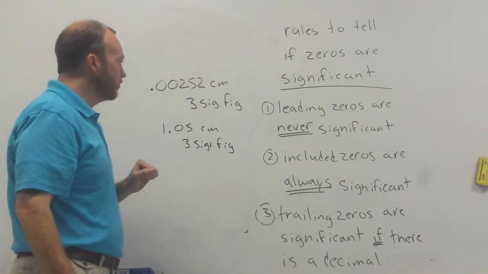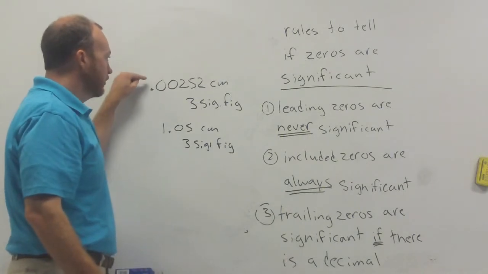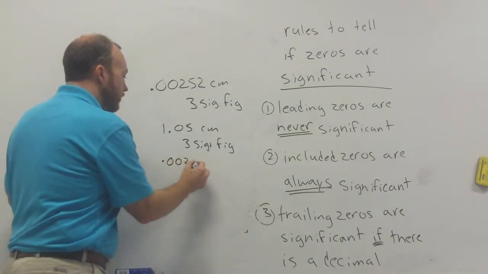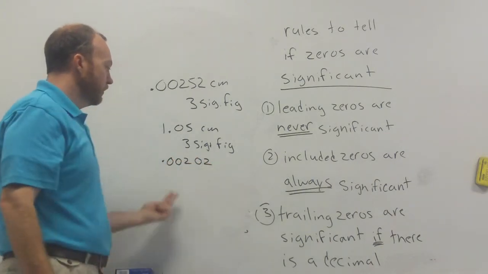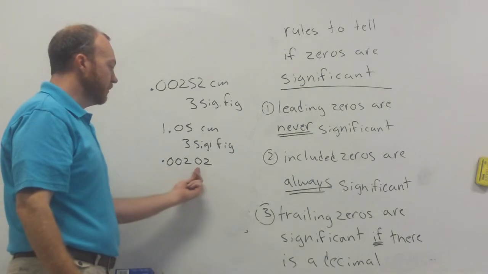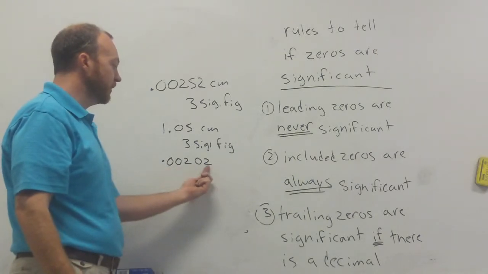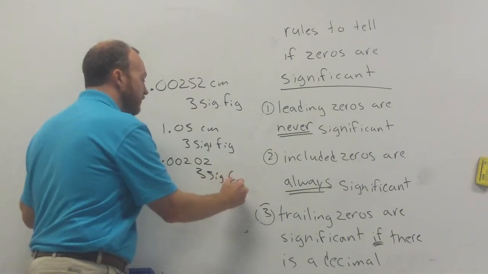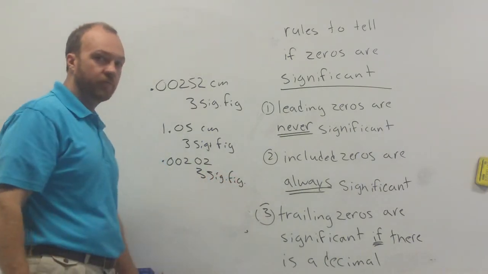Let me combine these 2 rules real quick. Okay? So here we have leading zeros. Let's put an included zero in there as well. The leading zeros are not significant, the included zero is, so this is significant, and that's significant. So again we have 3 significant figures.